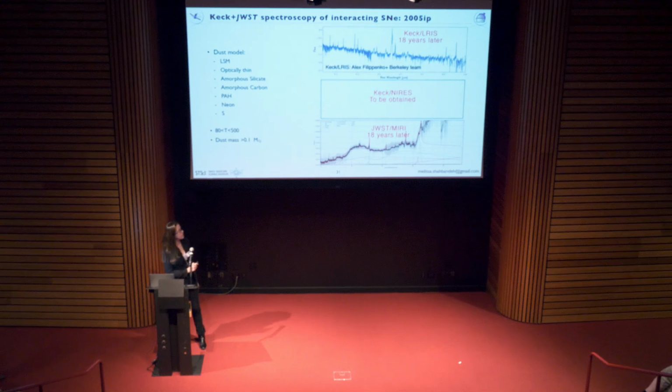So we're going to have all the way from optical to 25 micron, which can help us model this dust from optical to near-infrared to mid-infrared, and get a better understanding of the temperature, the dust mass, the dust composition, if these features that we see here are real, and have a better understanding of how these interacting supernovae are producing dust, and if they are major contributors to dust formation in the early universe.